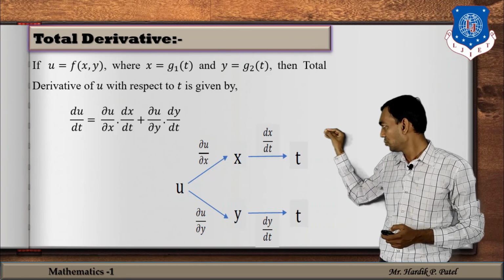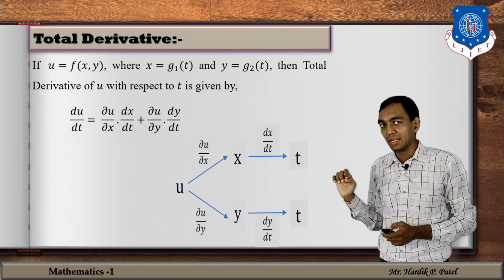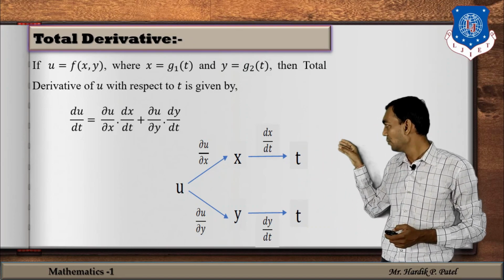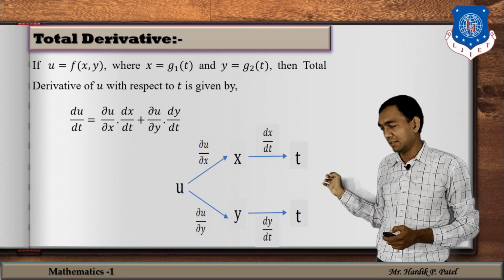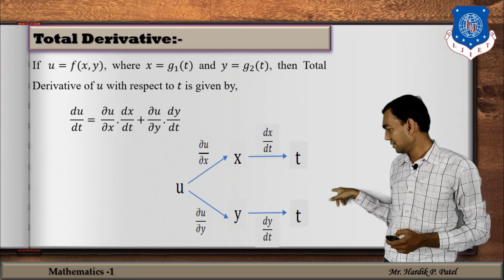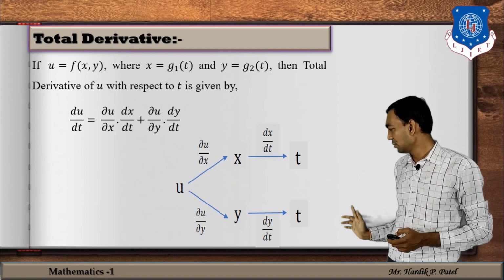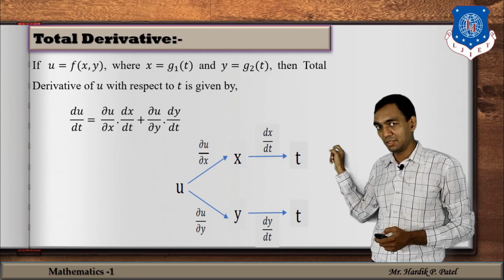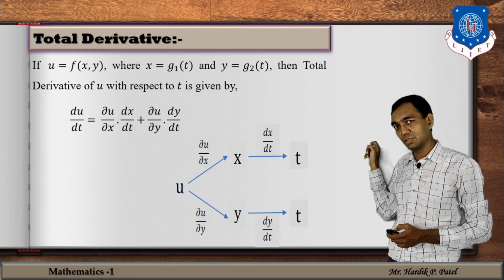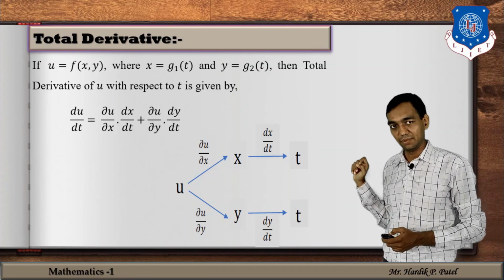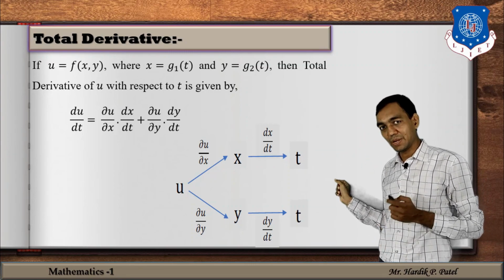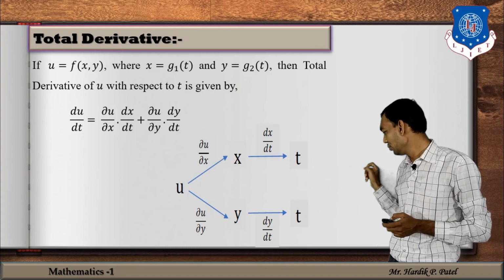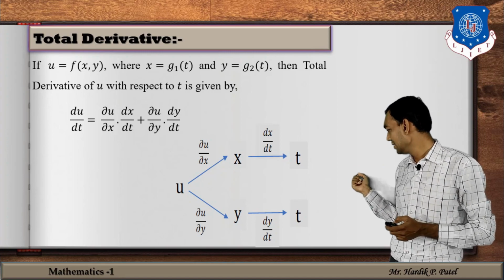And the derivative of u with respect to t, that is du by dt, is defined as del u by del x into dx by dt plus del u by del y into dy by dt. Why? See, u is a function of x and y, x is a function of t, y is a function of t. That means if you are going from u to x, then it is a partial derivative. But x to t is a one variable function, that's why it is a total derivative dx by dt. In the same manner, u to y is a partial derivative because it is a multivariable function, and that will be del u by del y. But y to t is a one variable function, that's why it is dy by dt.